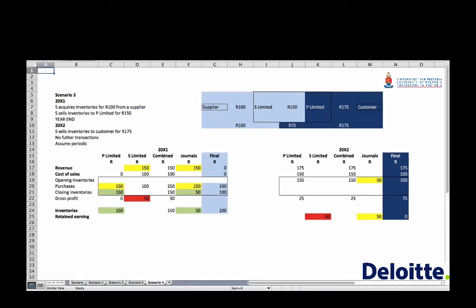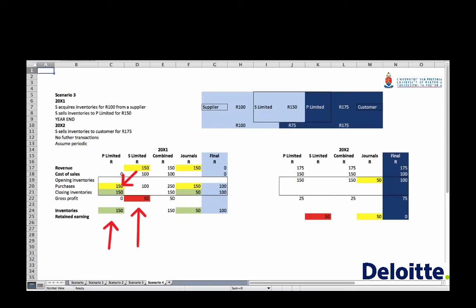You have the intergroup sale of inventories for 150 Rand from the subsidiary to the parent. The subsidiary therefore is showing a gross profit in the first year of 50 Rand, being the inventories acquired for 100, sold onwards for 150. The parent company has not yet sold those, so has transferred those inventories to inventories in the statement of financial position, denoted in the two green blocks. These are combined for consolidation.